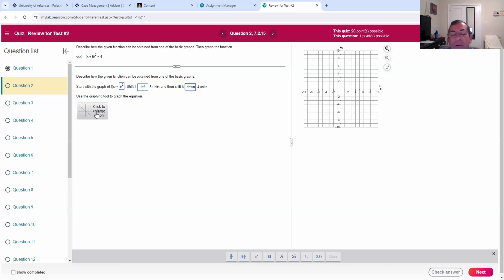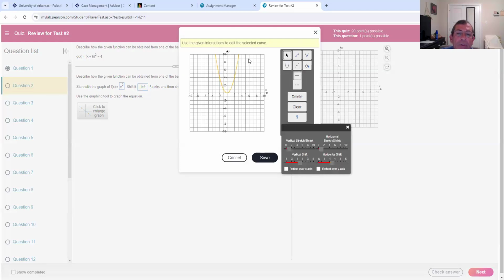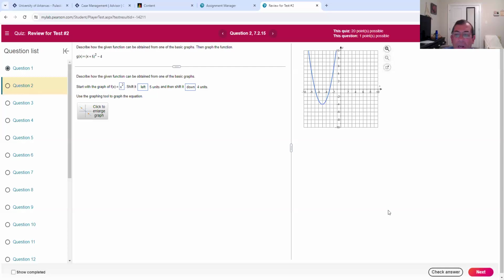And then remember, you have to draw the graph. The x squared graph is this U-shaped x squared tool. You click that and then click on the graph somewhere. It'll start it in the center here. So then you do the horizontal. We went left 5, so move that left to 5. And then the vertical, we went down 4, so move that to negative 4. So it moved my graph left and down. Then I save that and I can go to the next one.